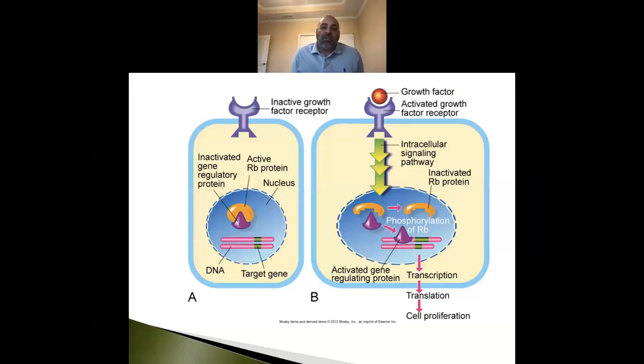Parents usually spot it in the child when they take a picture of them, and it bounces back this weirdness in the eye. That's usually how they spot it, and it's a defect in the RB or retinoblastoma protein.